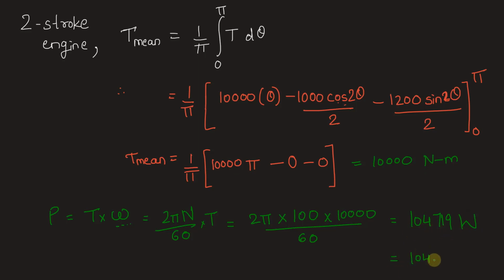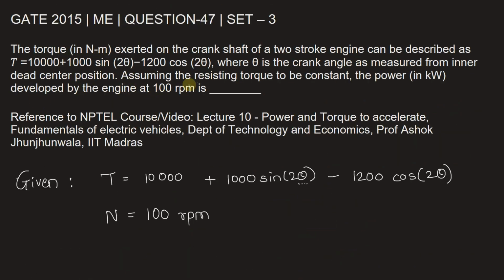This can be converted to kilowatt by dividing by 1000. So 104.719 kilowatt is the value of power that we get. Let's fill in the answer. Power developed by engine is 104.719 kilowatt.